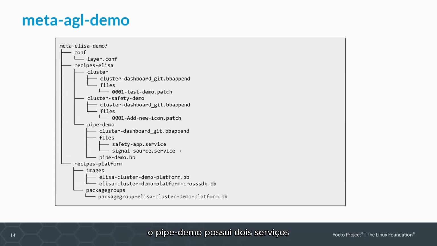This pipe demo has two services, two applications, one called signal source and another called safety app. The signal source will mock the generation of signals. As our demo is about an instrument cluster, we need some source of signals, like capturing the state of the car, the temperature, if the car is moving, if it's going to make a turn, something like that. We can show that to the user interface.